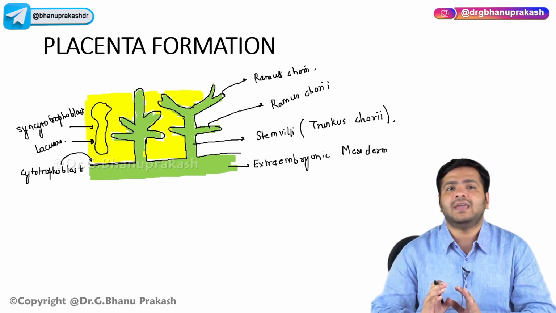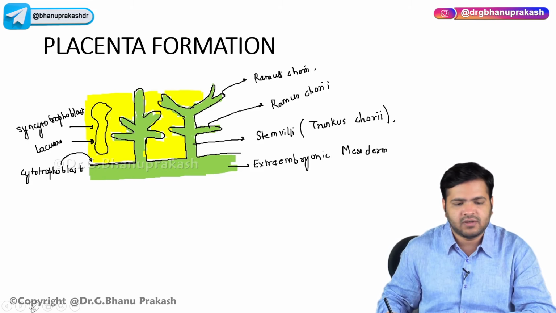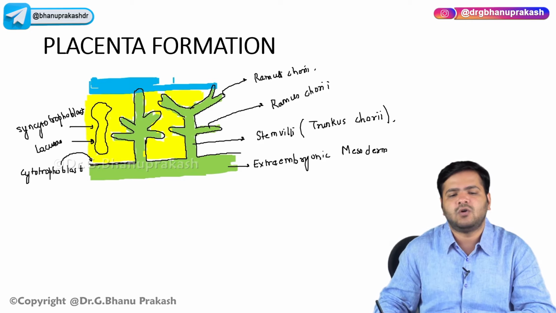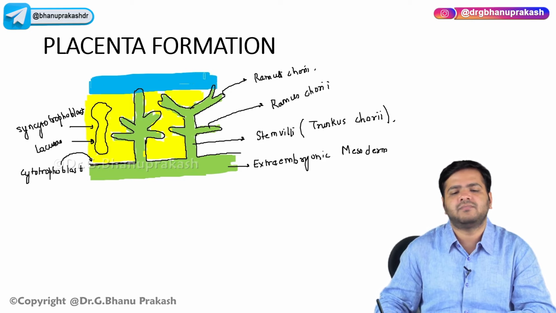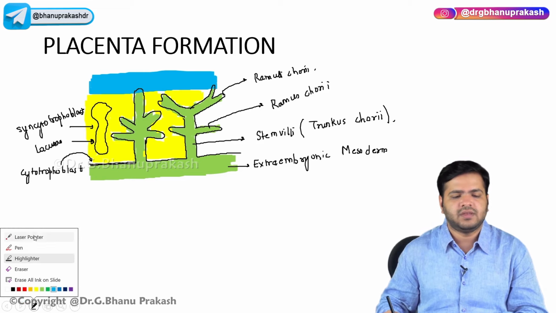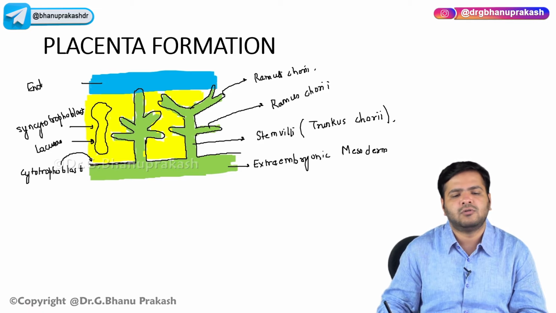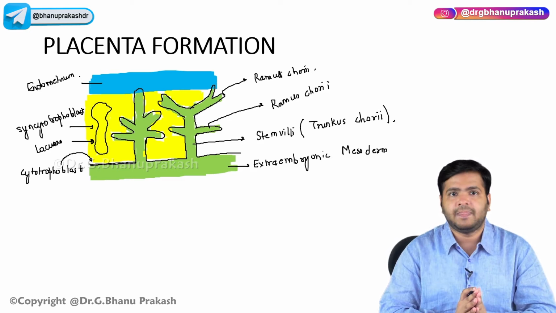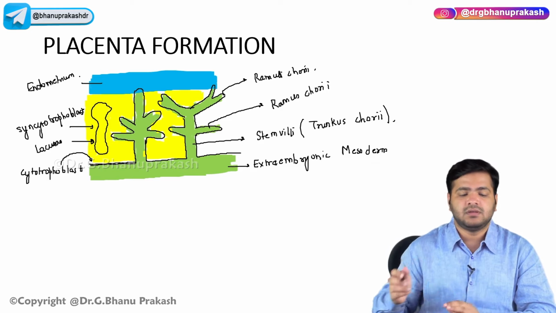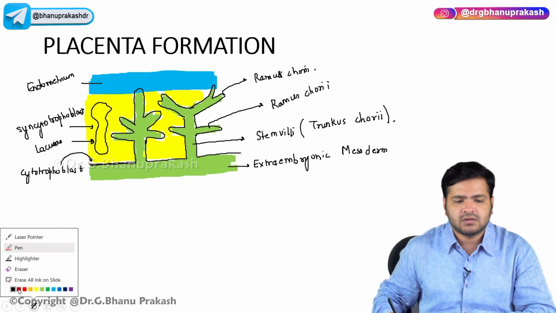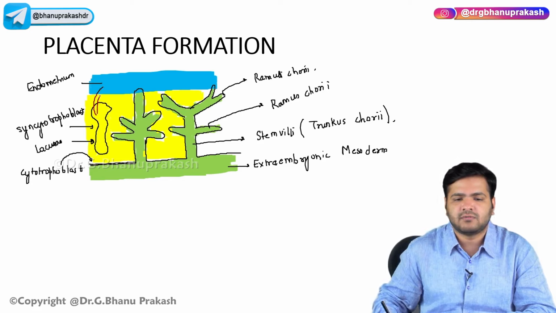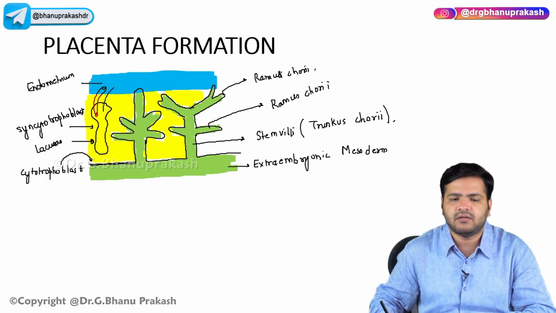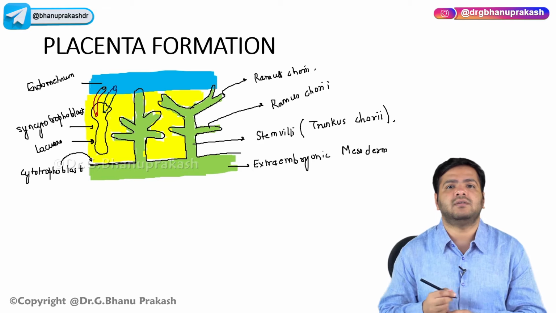Now, on the top, you already know we have this endometrium, right? Outside, we have this endometrium, or the decidua, we can say. And this endometrium is containing the uterine vessels, right? The uterine arteries and uterine veins will be there over here. We have these uterine vessels, right?